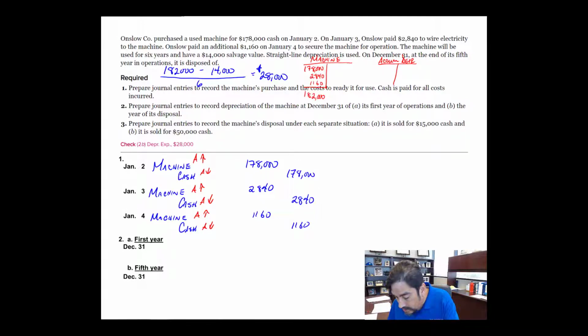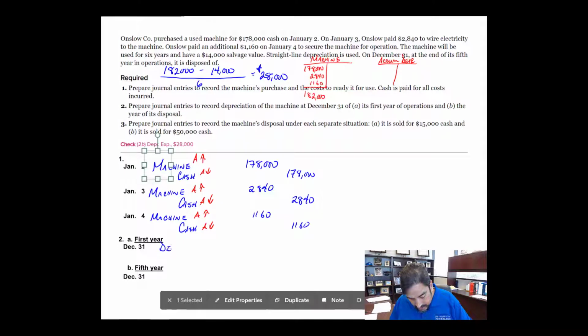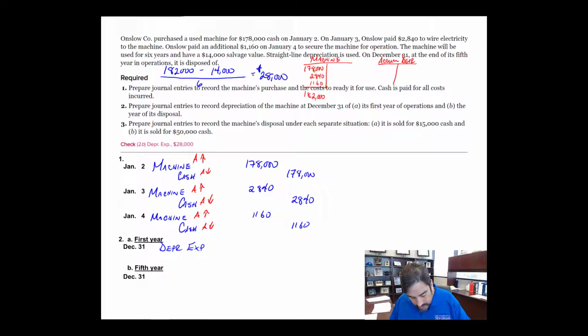First, let's write the journal entries. So first year is depreciation expense and accumulated depreciation for $28,000. Depreciation expense is an expense account. We're increasing it. We do that with a debit. Accumulated depreciation is a contra asset account. We're increasing it. We do that with a credit.